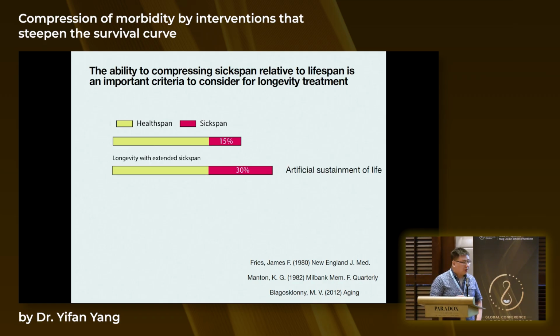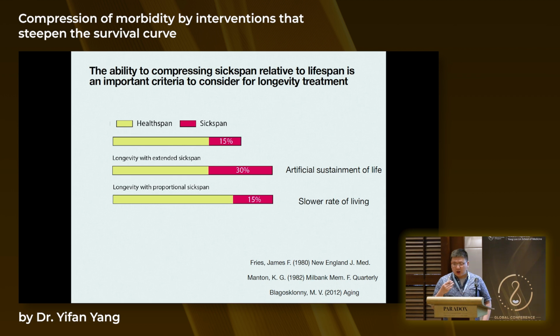So for example, consider an extreme scenario where we don't do anything about aging, but just keep everybody alive at the end of life for longer. So you'll get increased lifespan, you'll get nothing on healthspan, but you get a much longer sick-span. And that's bad news for the individual and for the society.